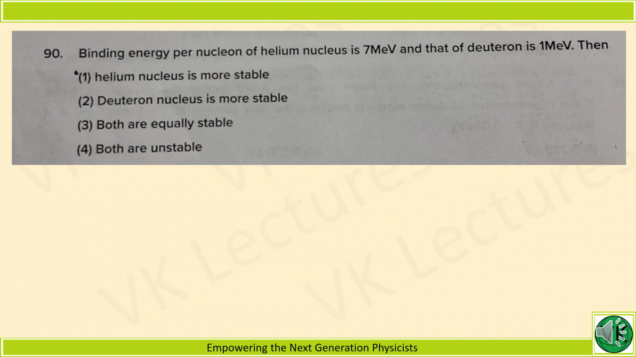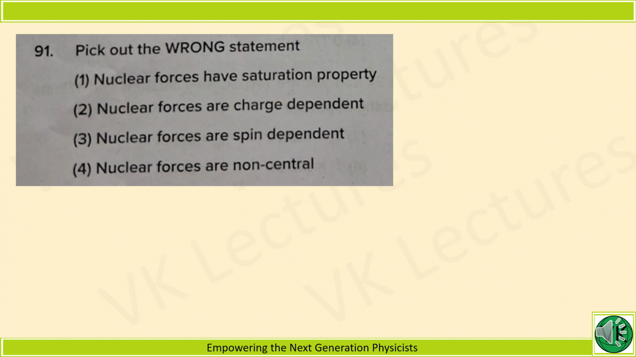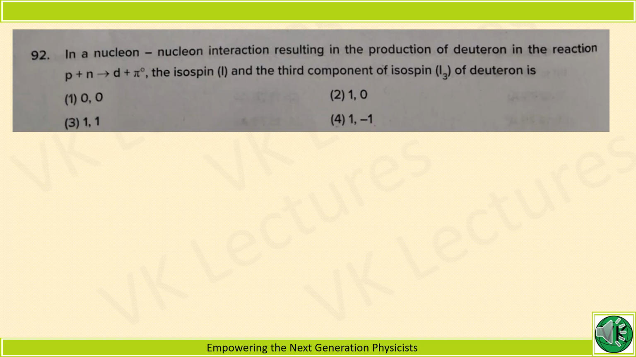The binding energy per nucleon of helium nucleus is 7 MeV and that of deuteron is 1 MeV. Then which of the following is correct? The option is option 1, helium nucleus is more stable. The wrong statement is: nuclear forces are charge dependent.